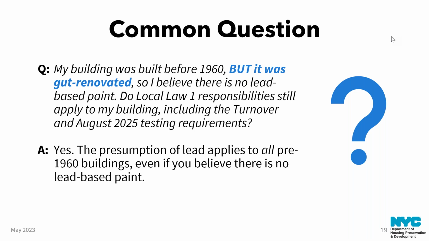The presumption of lead-based paint applies to all buildings that are built before 1960, even if you believe that there is no lead-based paint. One factor to keep in mind is that even for gut renovated buildings, some components like risers, window frames, and door frames may still be reused. Radiators are another one. But regardless of that concern, the way the law is written, it's the building built date that matters for the purposes of Local Law 1, not the date of the revised certificate of occupancy, not the date of any gut renovations that you may have records for. The building built date is the only date that matters in terms of whether Local Law 1 applies.